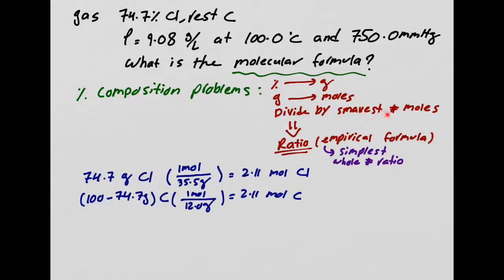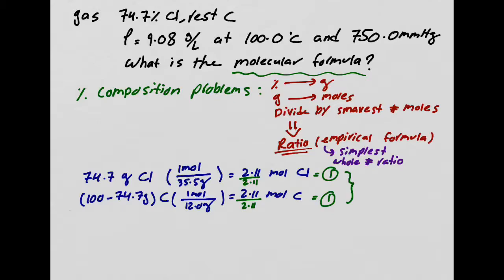Divide by the smallest number of moles. What is the smallest number of moles? 2.11, right? They both have the same. So I'm going to divide them by 2.11. If I do that, I get 1 and I get 1. That is the ratio that I get.